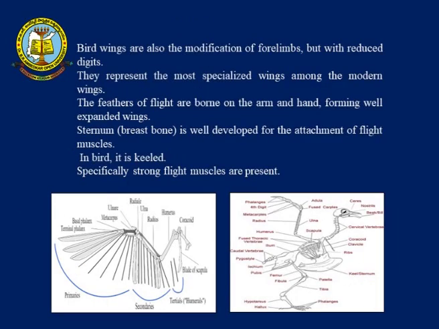Now, when you are talking about bird wings, they are also modifications of the forelimbs, but with reduced digits. So, they do not have those digits, but they are reduced over here. They represent the most specialized wings among the modern wings. The feathers of flight are borne on the arm and the hand, forming well expanded wings. The sternum, or the breastbone, is well developed for the attachment of the flight muscles. Remember, they need a good amount of muscles so that they have the energy to fly.